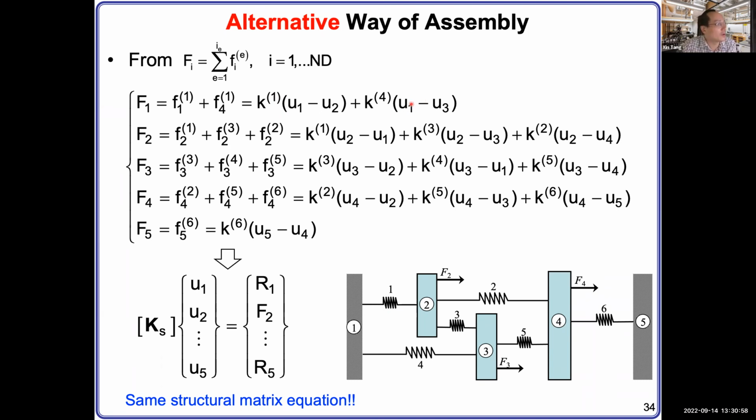And then for spring number 4, this one, we have K4 times (U1 minus U3), because it is connected to node number 3. So K4 (U1 minus U3). Then we have one equation relating the external force and the displacement of the node.